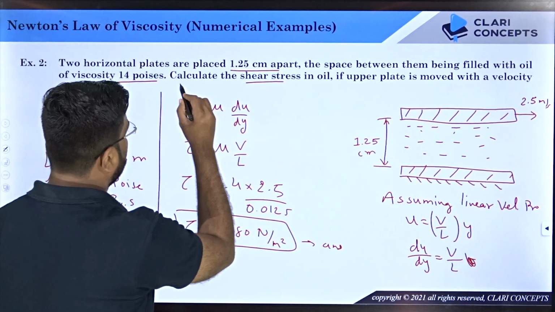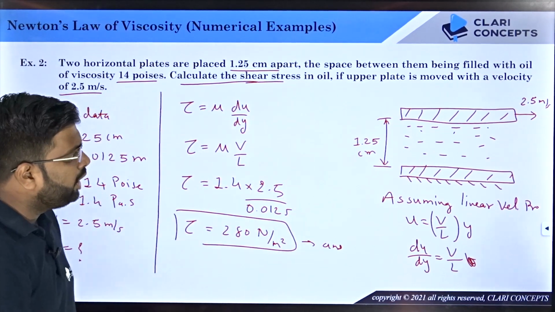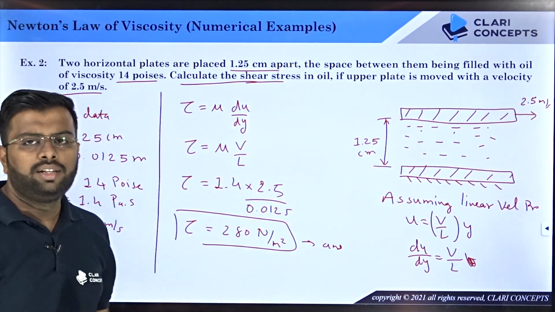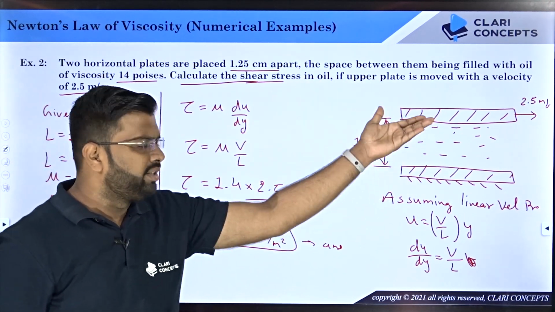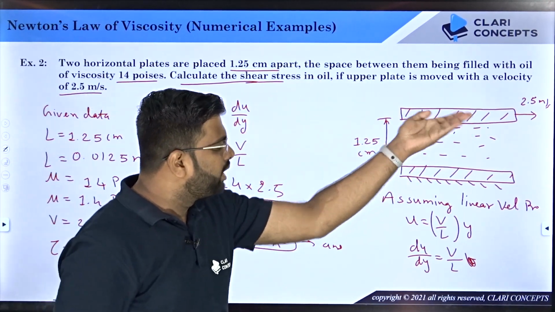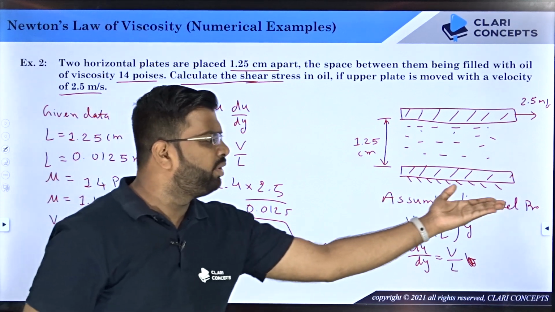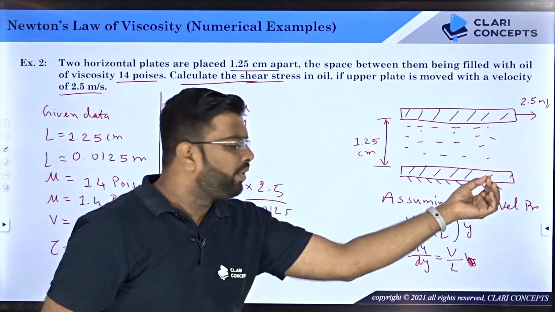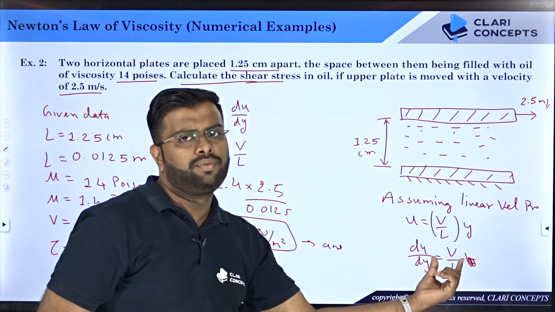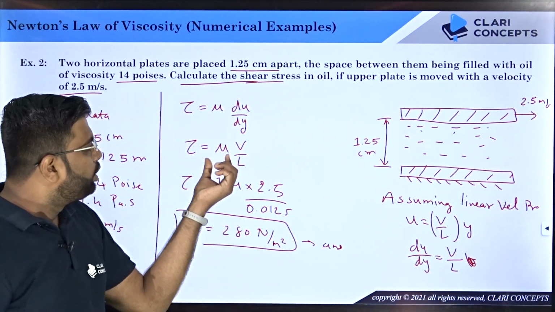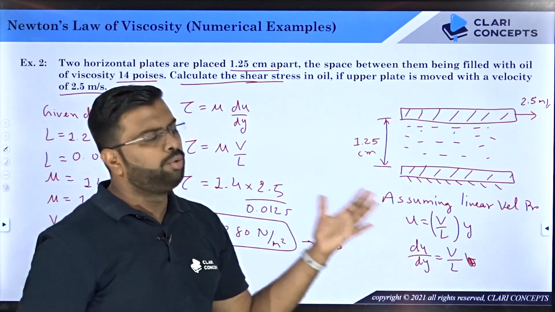Now the question is, at which particular layer is this shear stress? See, why have they not mentioned the value of y from where you need to calculate shear stress? Because at all the layers the value is going to be the same. Why? Because of the linear velocity profile. Since it is a linear profile, when you take the derivative it will not be a function of y itself. So it will be a constant number. So at any particular y the value is going to be the same.